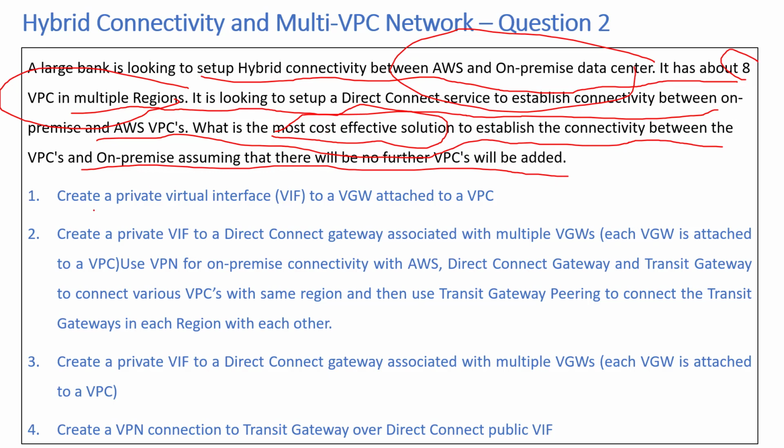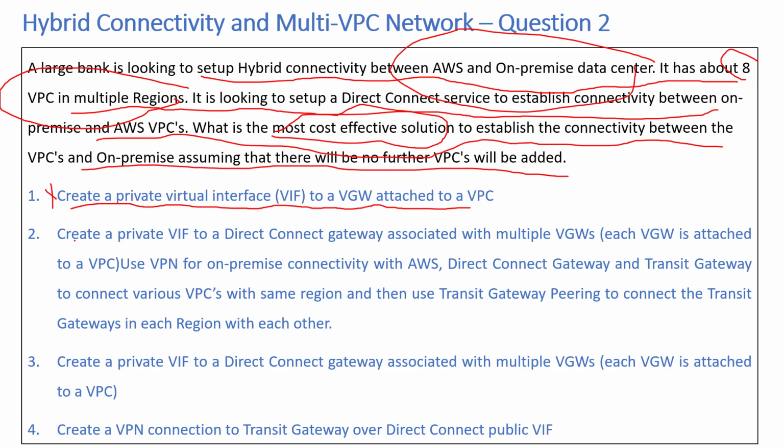Okay, now let's take a look at the options. Create a private virtual interface to a VGW and attach to a VPC. Yes, this is correct, but this does not give you the full details. It does not talk about how we are going to establish connectivity if these VPCs are in multiple regions. So this is only a partial answer. So not correct in this case.